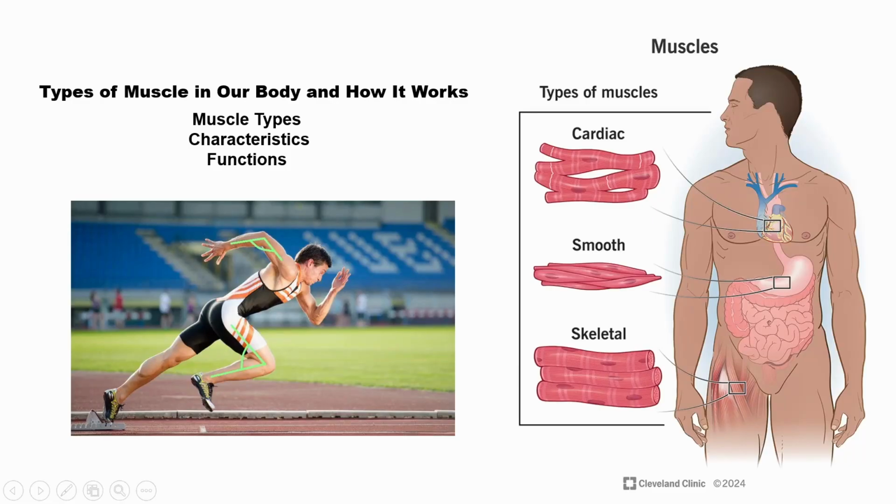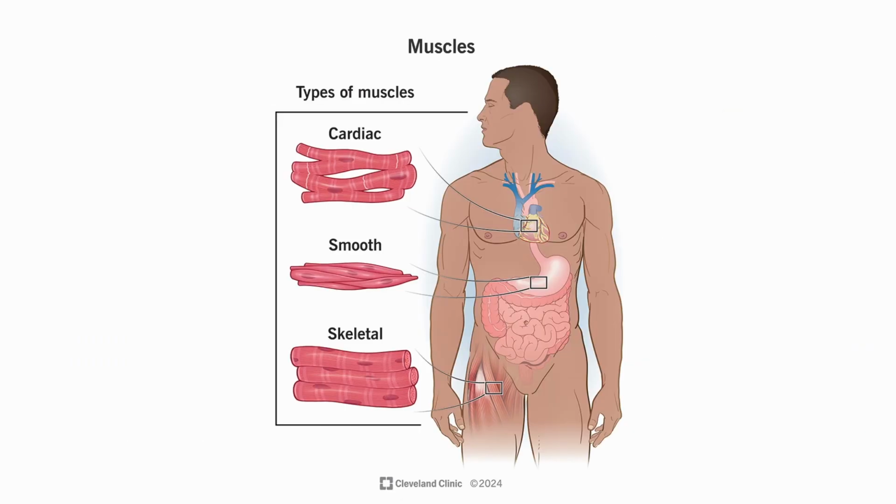Hello everyone, today I will be talking about the types of muscle in our body and how they work. There are three types: cardiac, smooth, and skeletal.